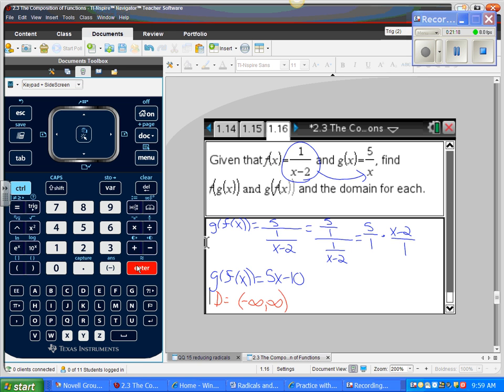Okay, so the next lesson will be dealing with decomposition of functions. So we will talk about that in the next video.